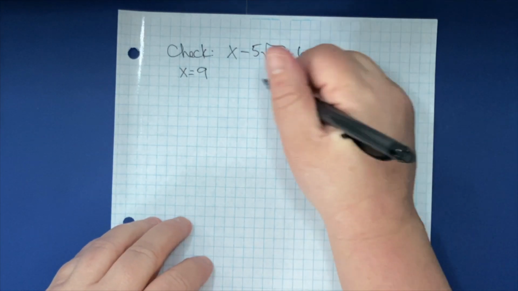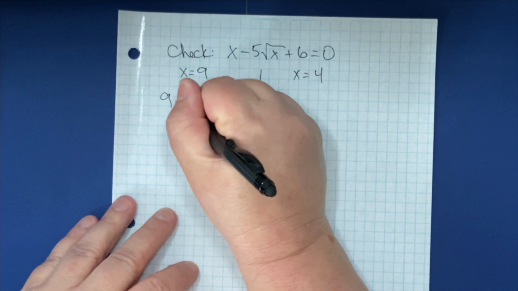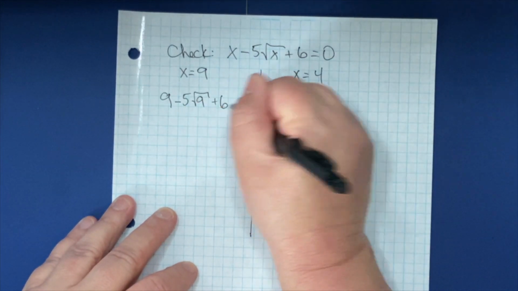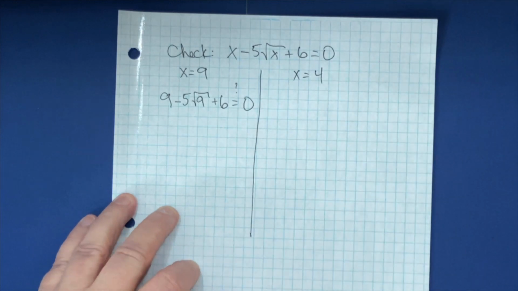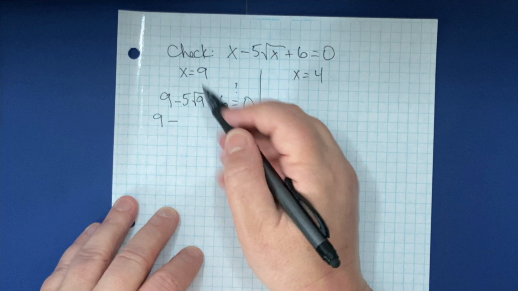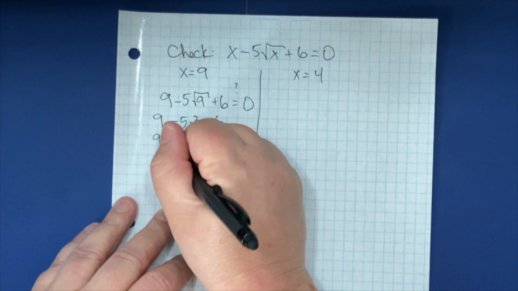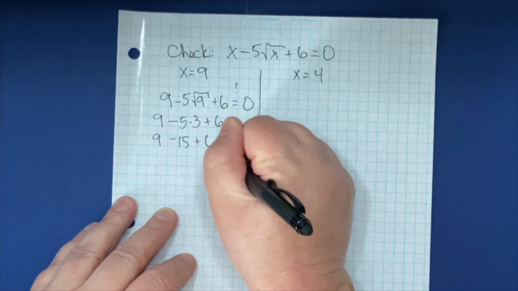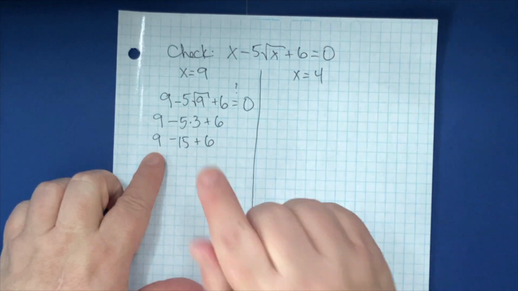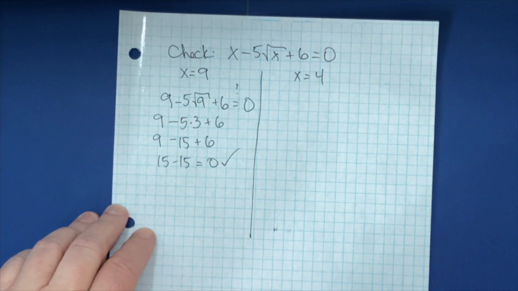Okay, so over on the left, where x is 9, I've got 9 minus 5 radical 9 plus 6 equals, we don't know, maybe it does, 0. So let's do 9 minus 5 times 3 plus 6. So that's 9 minus 15 plus 6. Now, do you know how to add this together? The pluses add together. 9 plus 6 is 15. Minus 15 equals 0. Yep, that works.